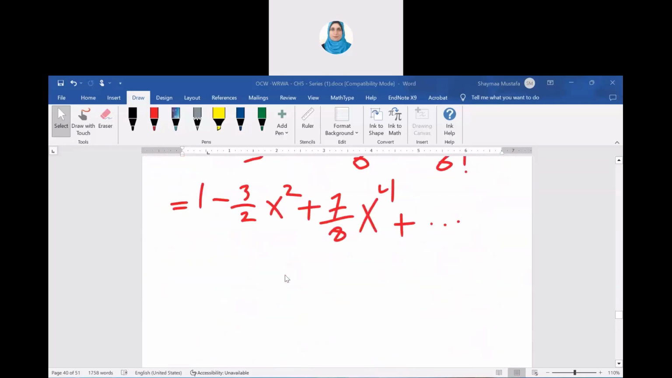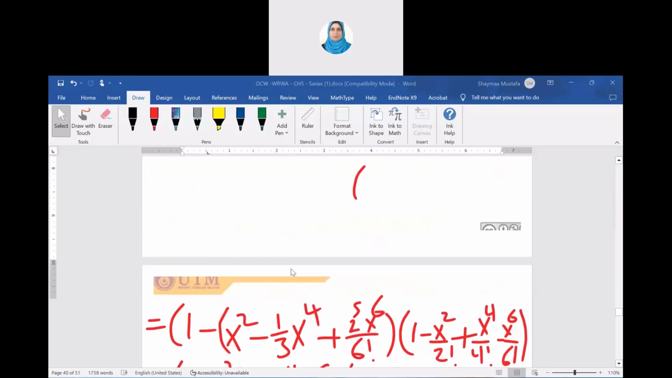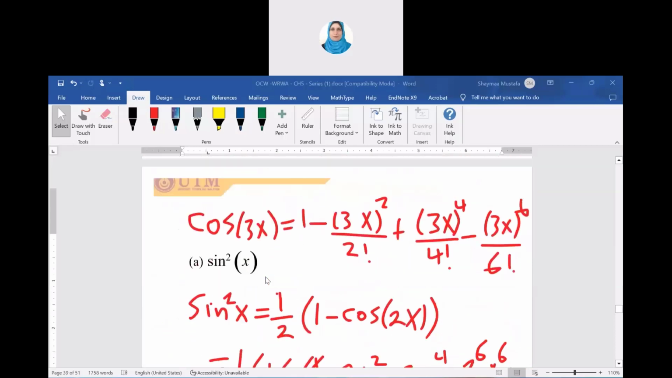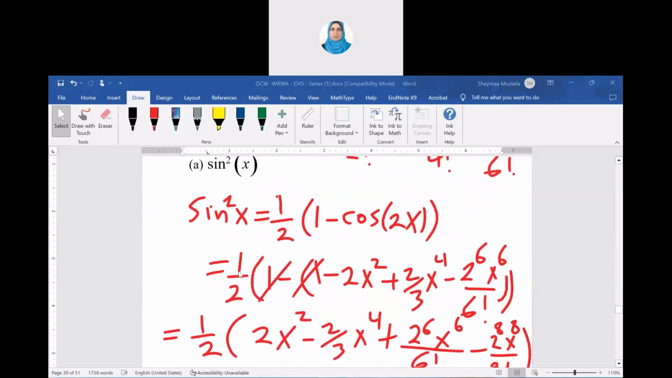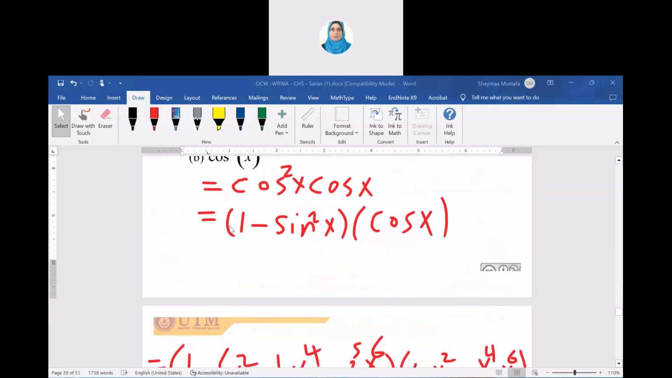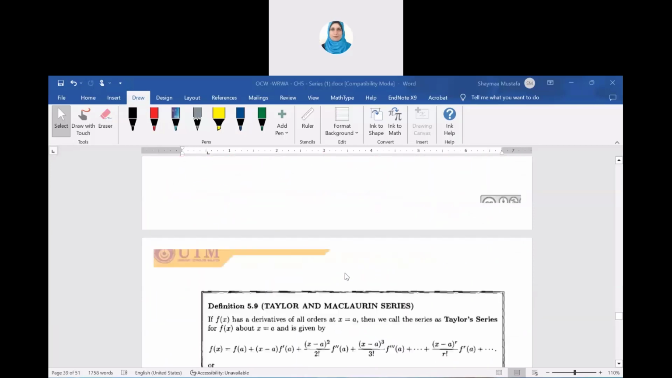This one we just calculated from identities. We have sine square, using the identity 1 over 2 times 1 minus cos 2x. And cos cube x, we make it cos square x times cos x.